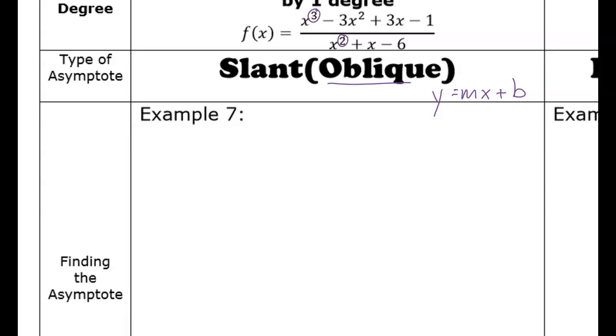No. The only time you can use synthetic is when you just have an x and a constant. This is an x squared. In the denominator, we for sure cannot use synthetic. So we have to use long division. This is why we review long division. We place the numerator inside of the house, and you place the denominator outside of the house. Do you remember what you do from here?